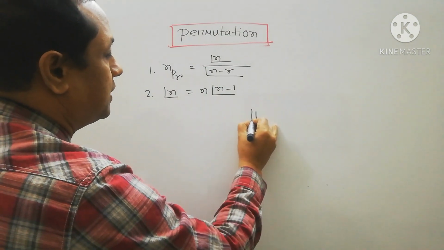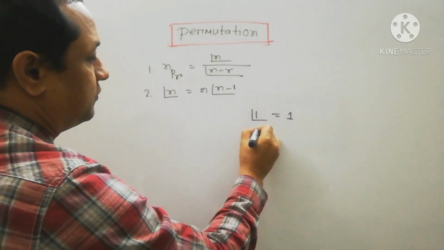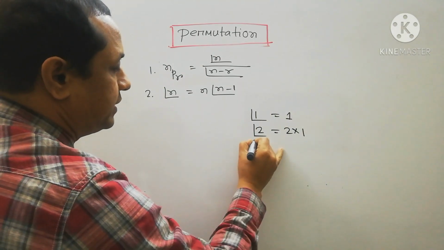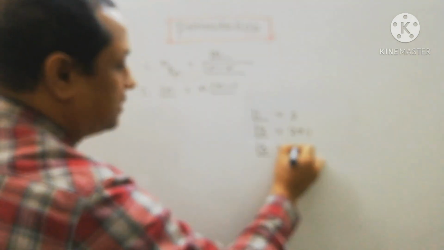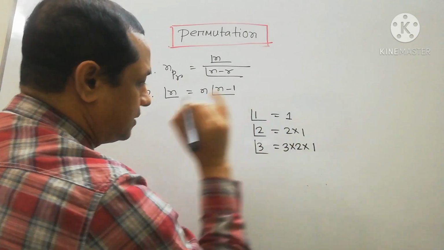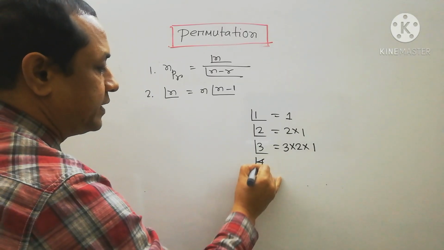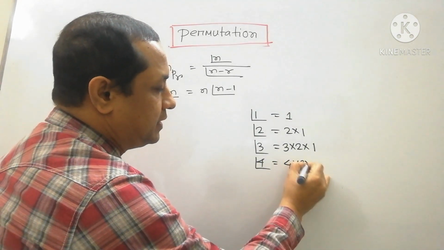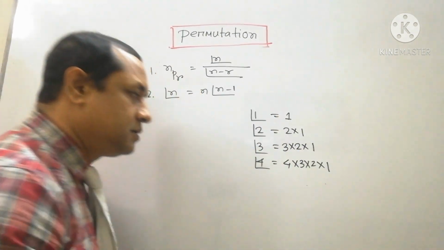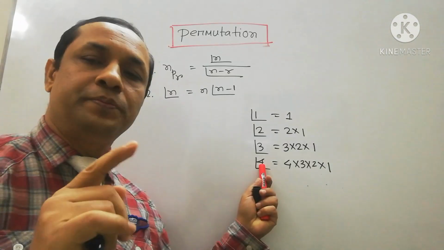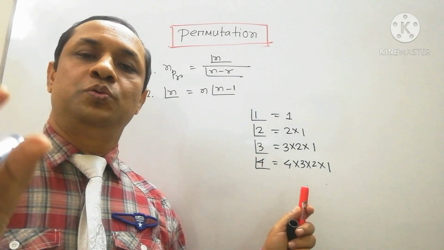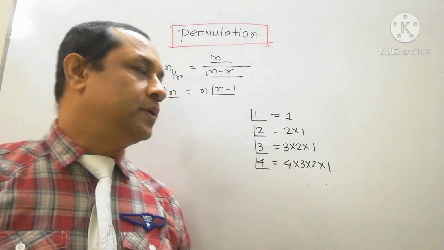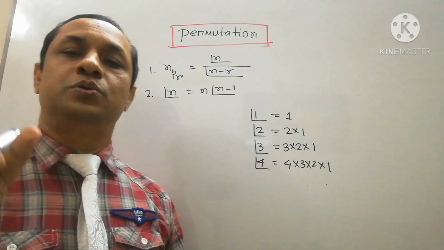Here factorial 1 means 1, factorial 2 means 2 into 1, factorial 3 means 3 into 2 into 1, and factorial 4 equals 4 into 3 into 2 into 1. So students, attention please, factorial 4 means 4, 3, 2, 1. Factorial 3 means 3, 2, 1, and factorial 2 means 2 into 1.